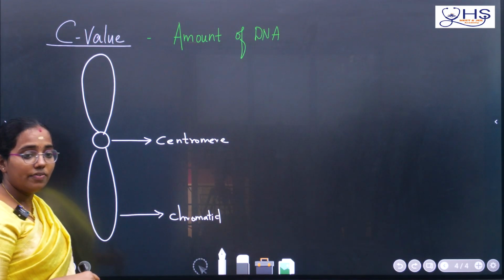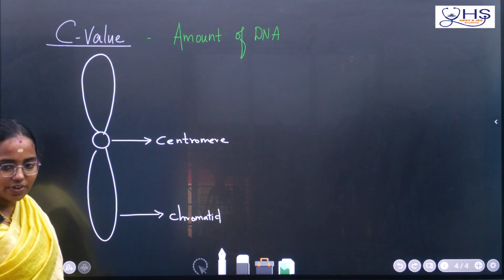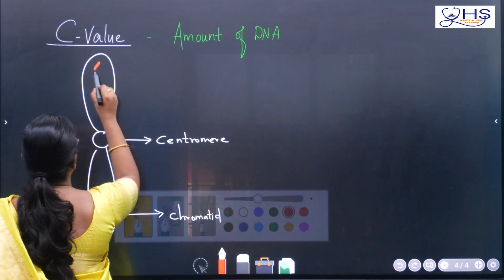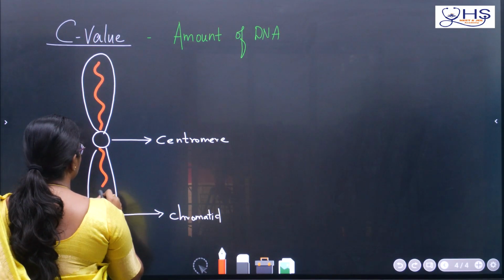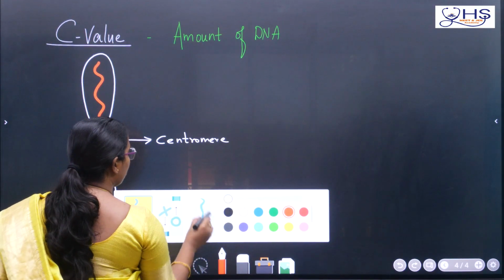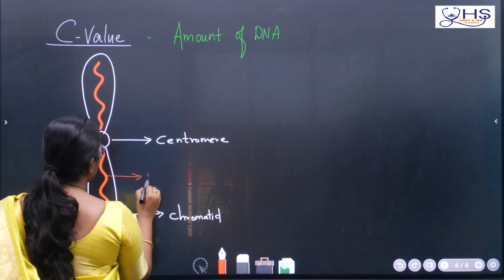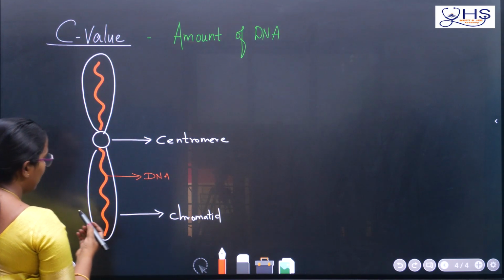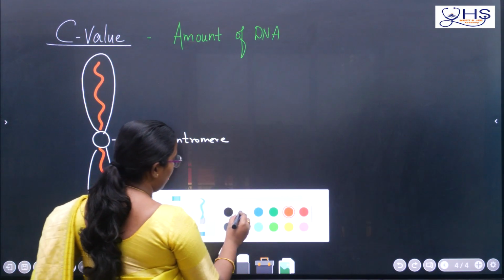Inside the chromatid only we have chromatin. So we'll take this color for chromatin. So this is DNA. Together we can call this simply as what? DNA. Okay, DNA. Now if we count this, for example, I will write here.